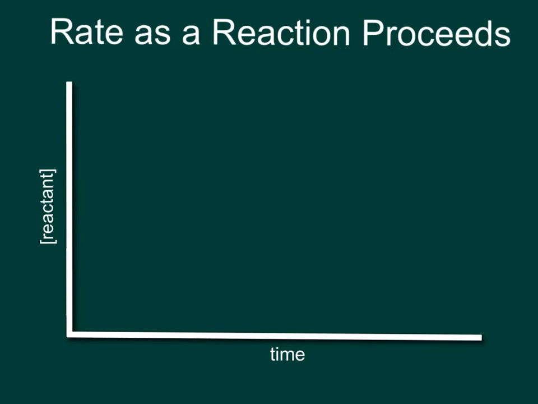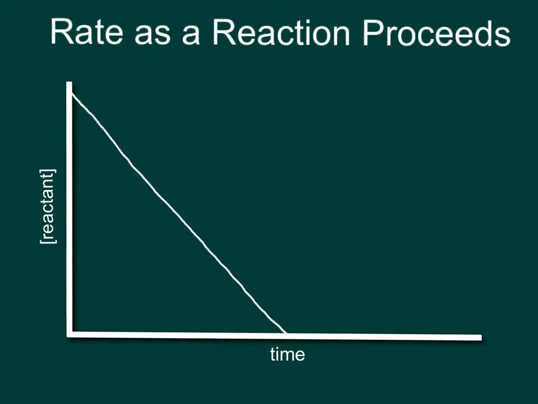Consider the graph below that plots reactant concentration versus time. As a reaction proceeds, the reactant concentration should decrease. Taking note of the graph I've just drawn, this reaction has a constant reaction rate. Hint, the slope of the graph is the reaction rate.